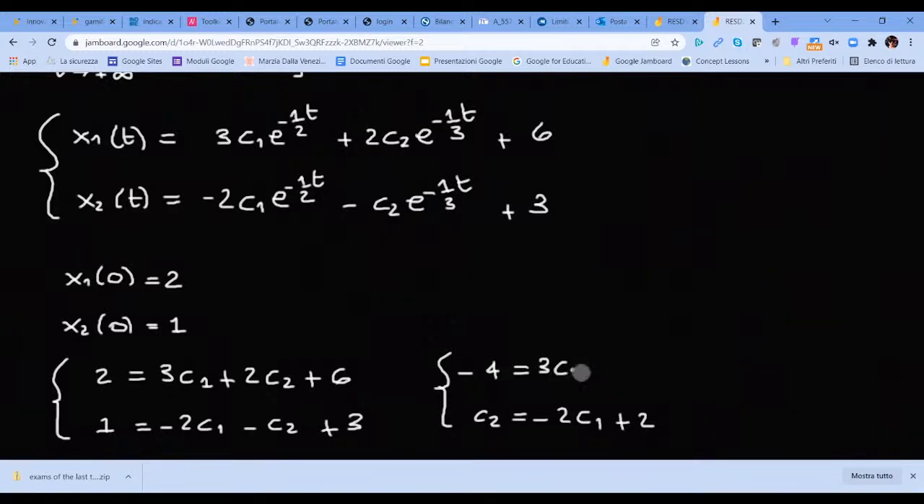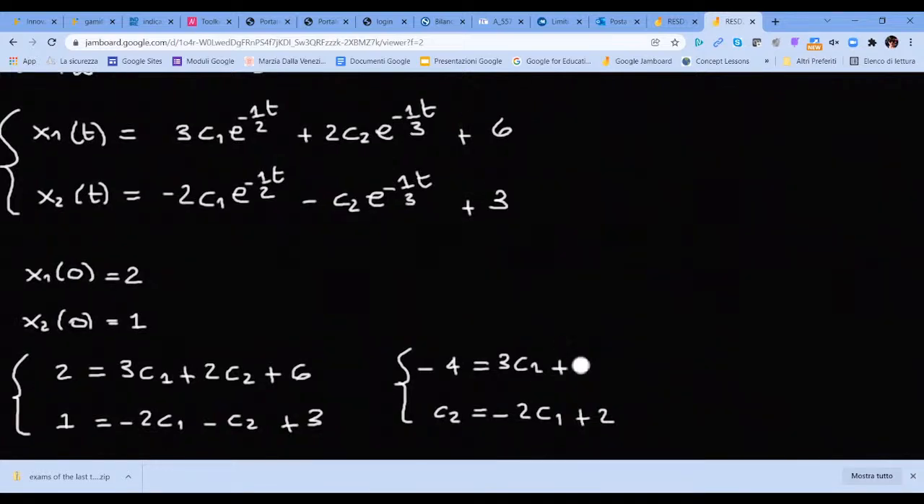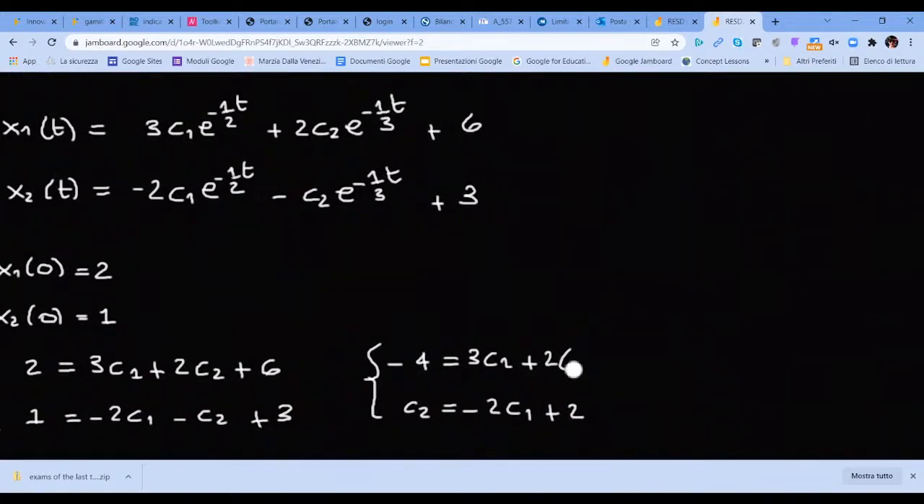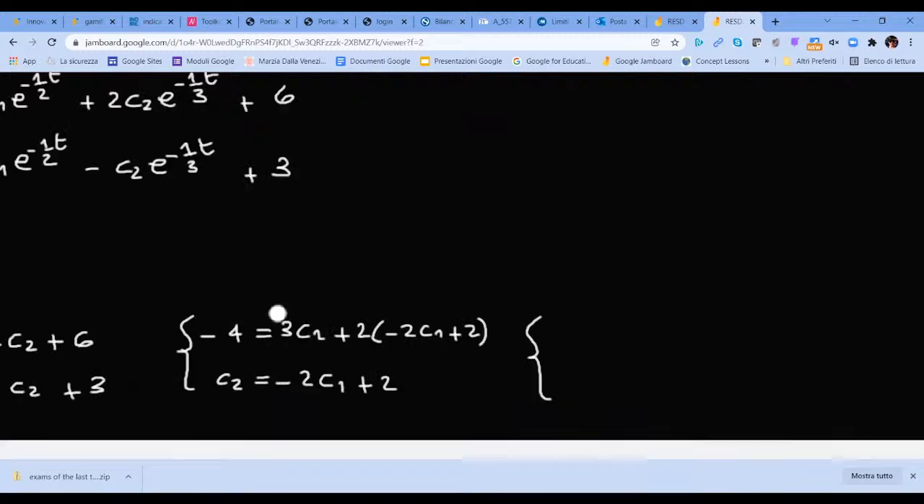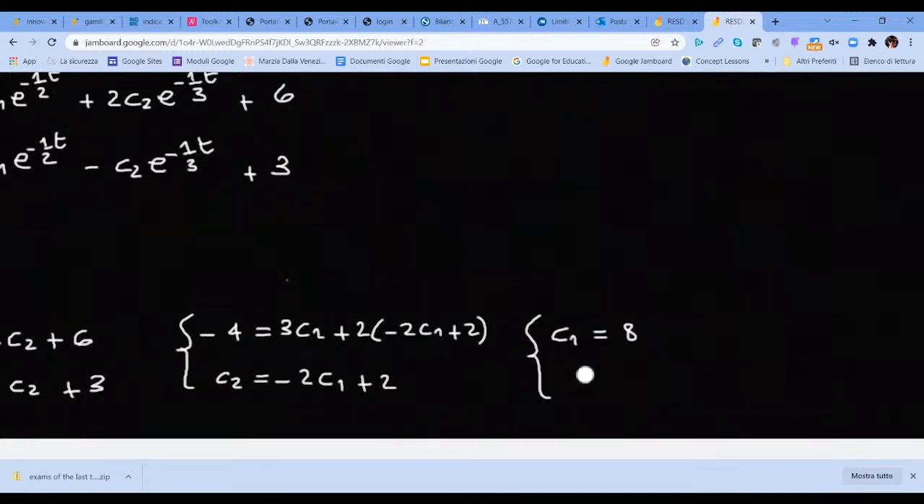equals 3 times C1 plus 2 times C2. So plus 2 that multiplies minus 2 C1 plus 2, and then we are done. So we have 3 C1 minus 4 C1, it is minus C1. So C1 on the left side equals 4 plus 4, 8. And then C2 equals minus 2 times 8, it is minus 16, plus 2 minus 14.